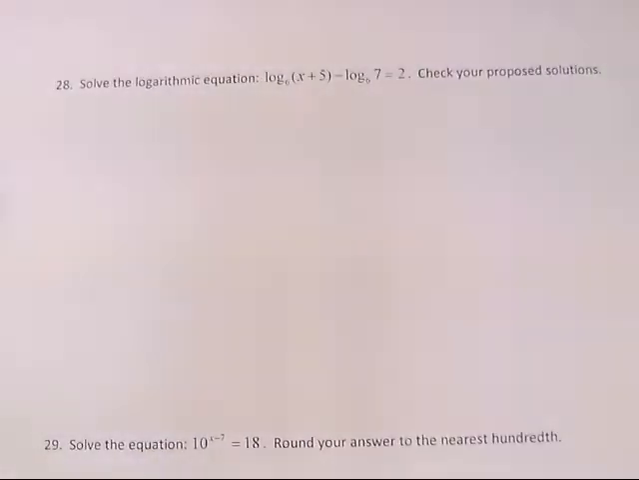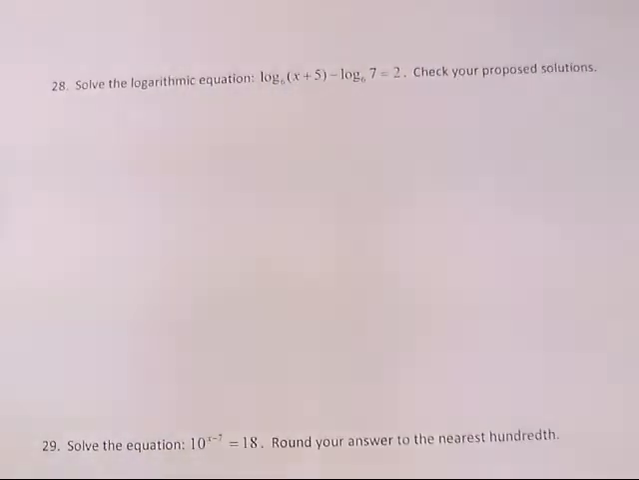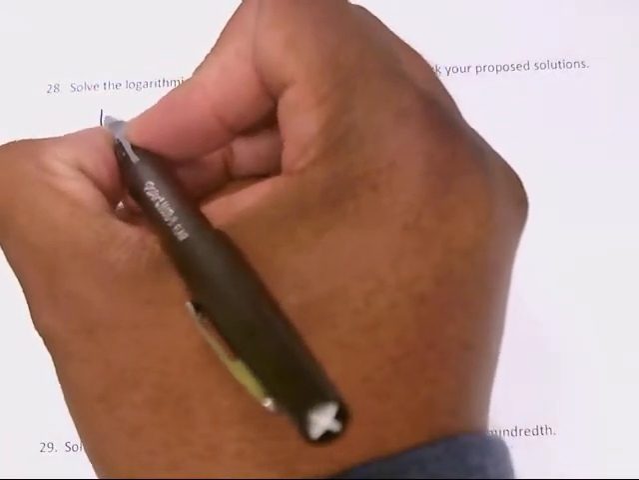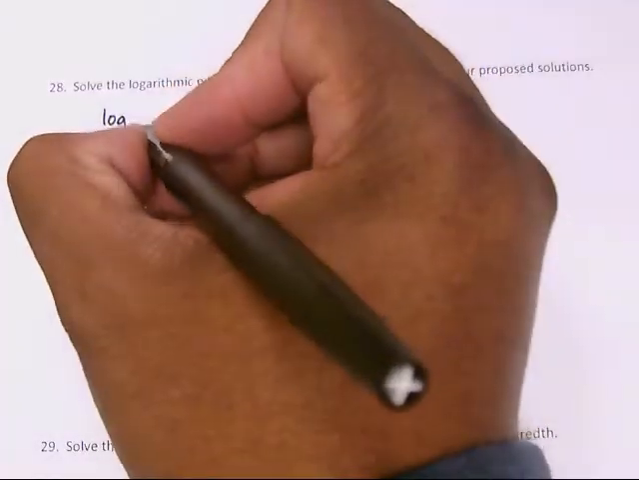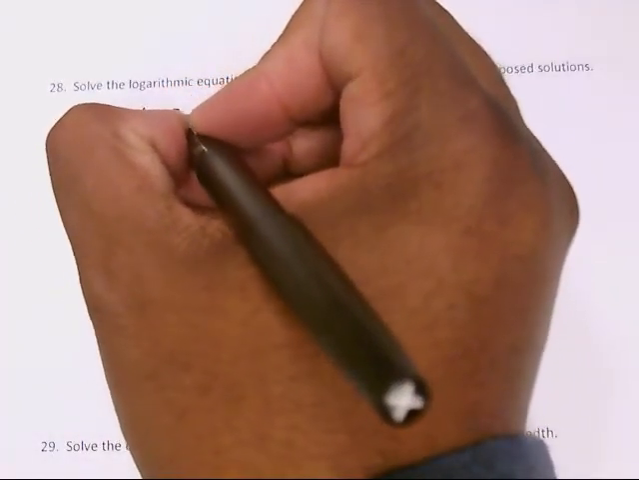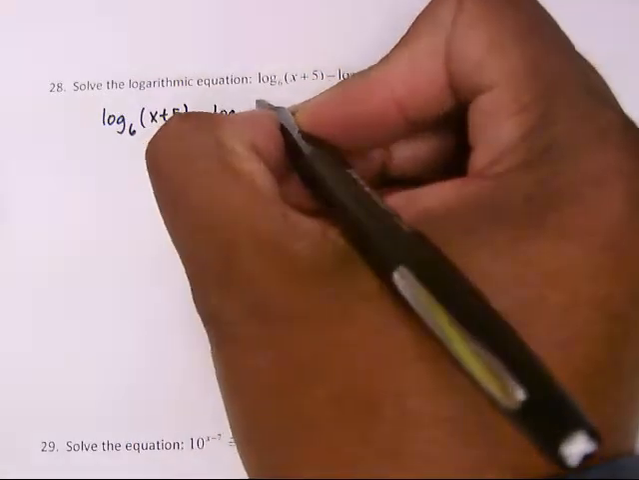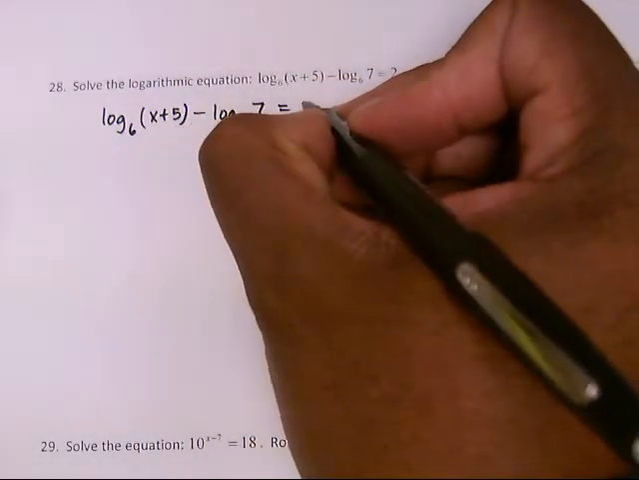Number 28. Solve the logarithmic equation of log to the base 6 of x plus 5 minus log to the base 6 of 7 equal to 2. And again, you're going to check your proposed solutions here. So this is log to the base 6 of x plus 5 minus log to the base 6 of 7 equals 2.